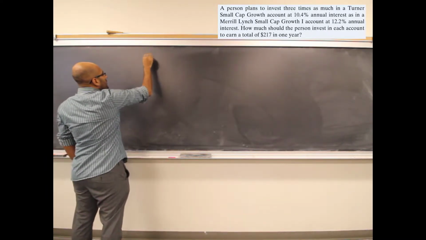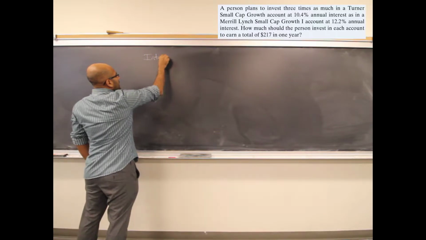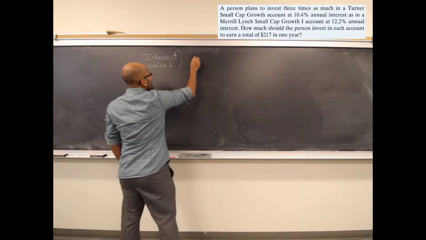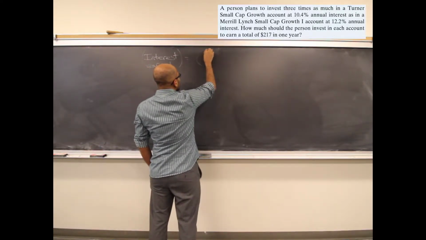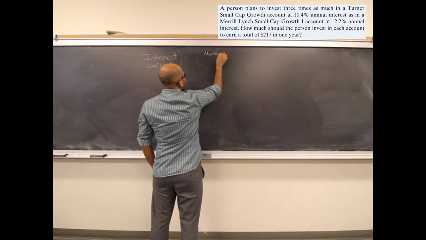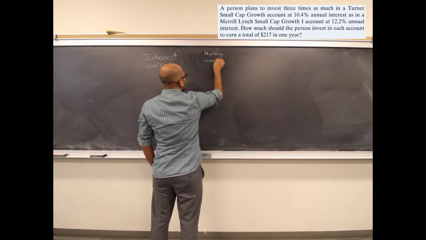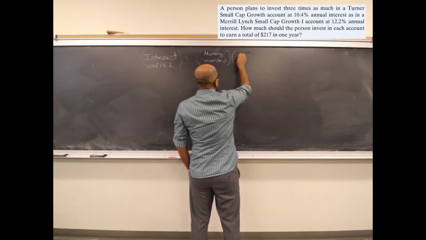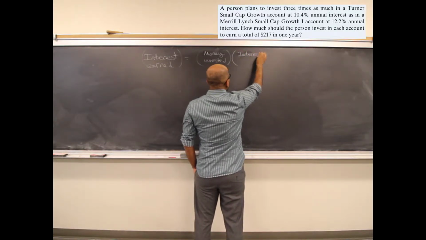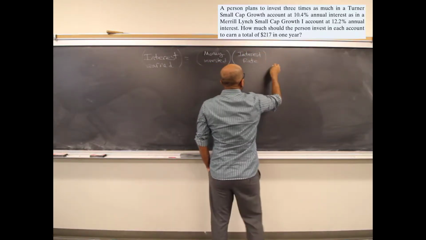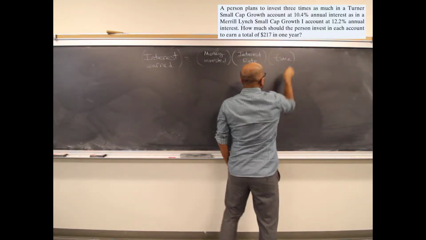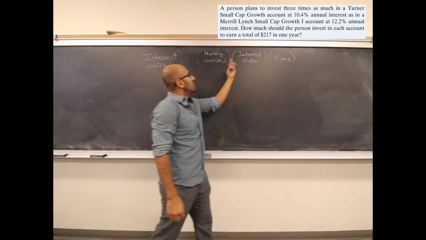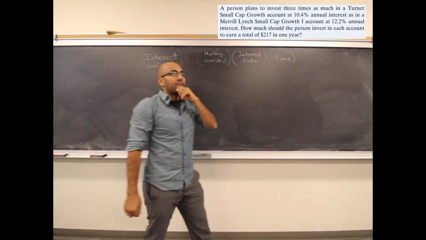So remember that the overarching formula for interest is that interest earned is equal to the amount of money invested times the rate of return, I'll say interest rate, times time. Right? That's how you get your interest earned. Interest earned is equal to the amount of money invested times the interest rate times time.